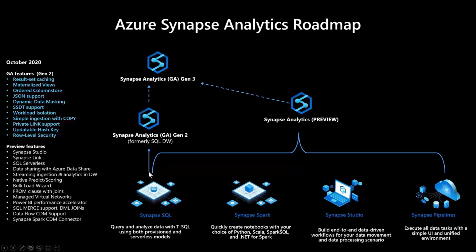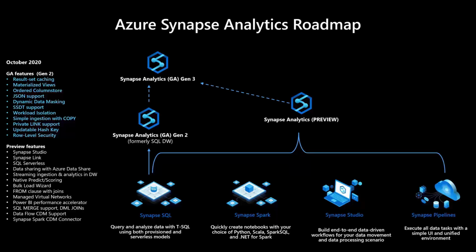What's interesting in terms of the feature set, if we look at the current generation data warehouse, or Synapse data warehouse as it stands today, some of the more interesting features that are generally available are result set caching, materialized views, ordered column store, and JSON support.